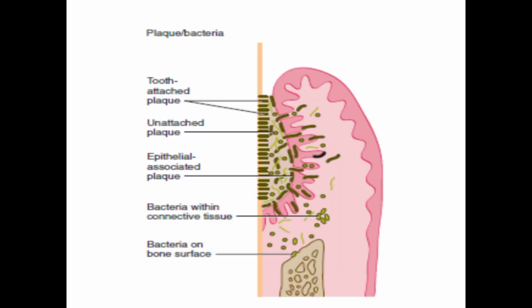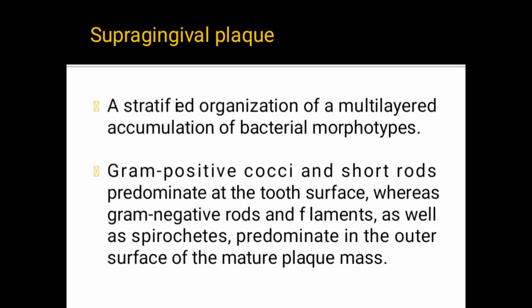Now we have the classification of the subgingival plaque, which is tooth attached plaque, unattached plaque, epithelial associated plaque, bacteria within the connective tissue, and bacteria on the bone surface.